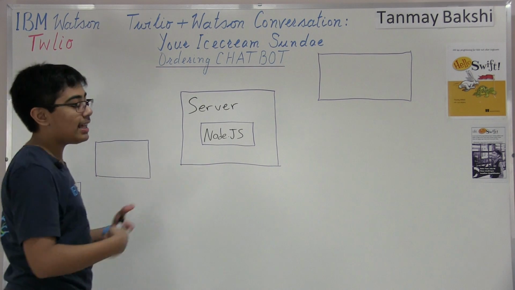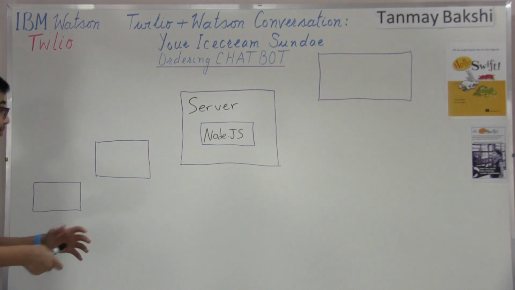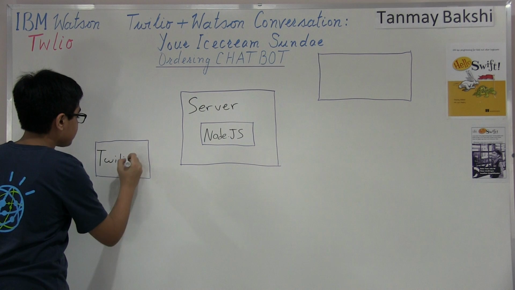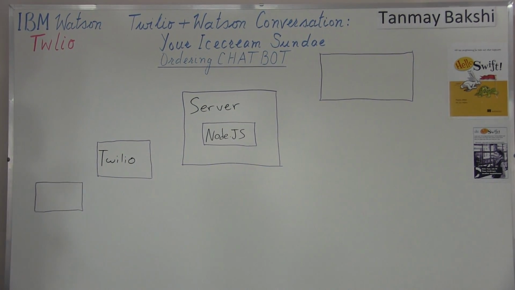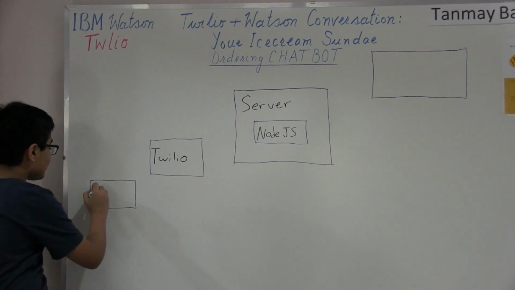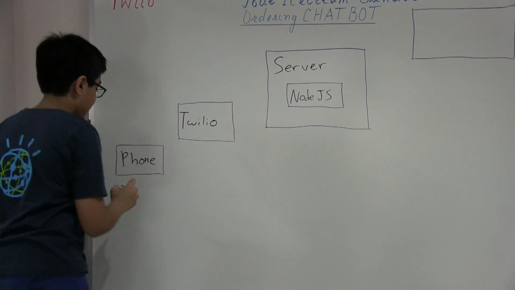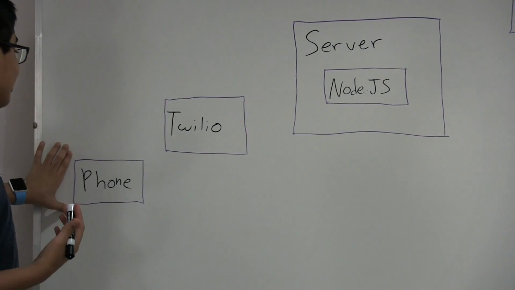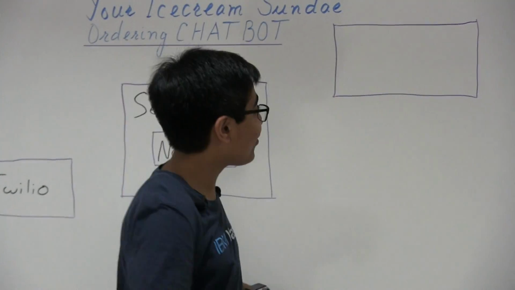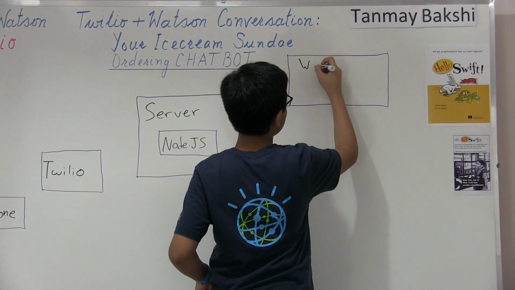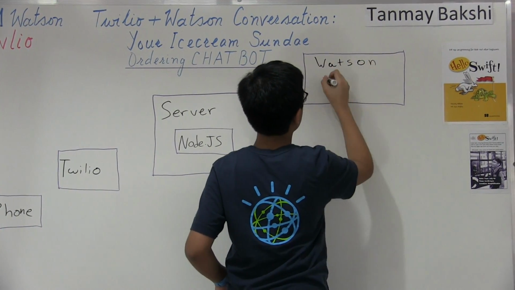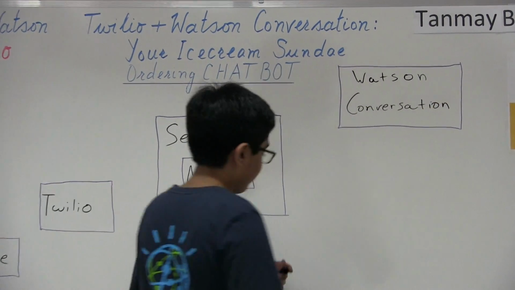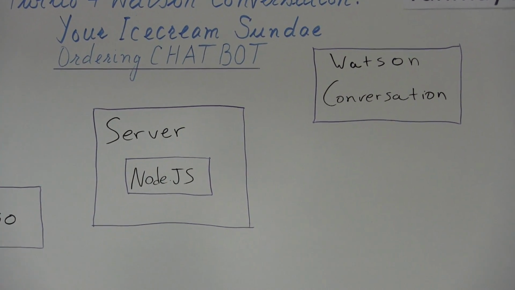In order to get input, the server needs some sort of method for that. Twilio is how we will receive input from the user via their text message, and also how we will send them their output via text message. Of course, we need a phone to send and receive SMS messages. So these are the main building blocks of our application: the phone, Twilio, the server, and of course we cannot forget Watson Conversation, which actually makes this all possible.